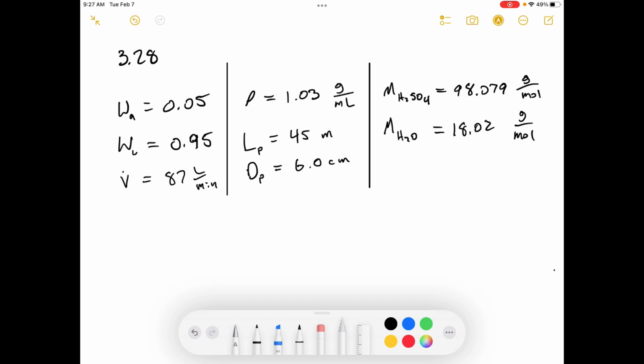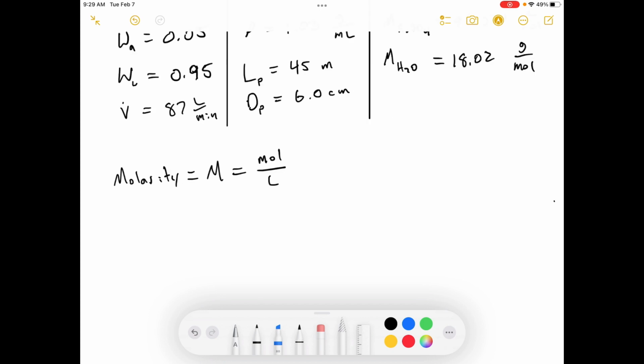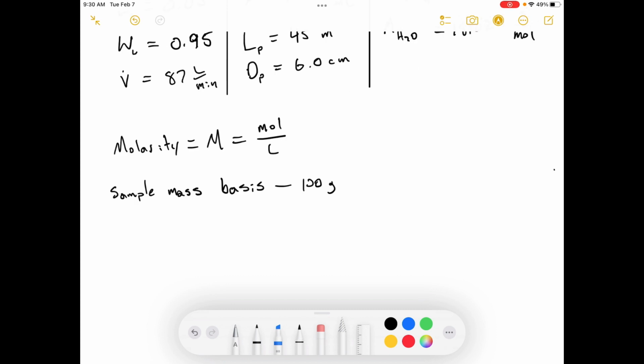Okay, let's look at our first part. Part A: what is the molarity of sulfuric acid in the solution? Molarity is a measurement of concentration, and it specifically refers to the moles of whatever solute you're using, in this case sulfuric acid, per liter of solution. So in order to calculate molarity, we need to know the number of moles of sulfuric acid in a solution of a certain volume.